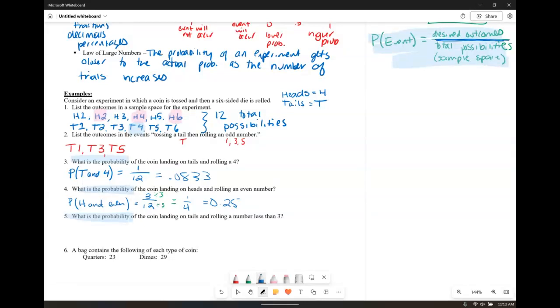Okay. All right, for the next one, what is the probability of a coin landing on tails and rolling a number less than 3?